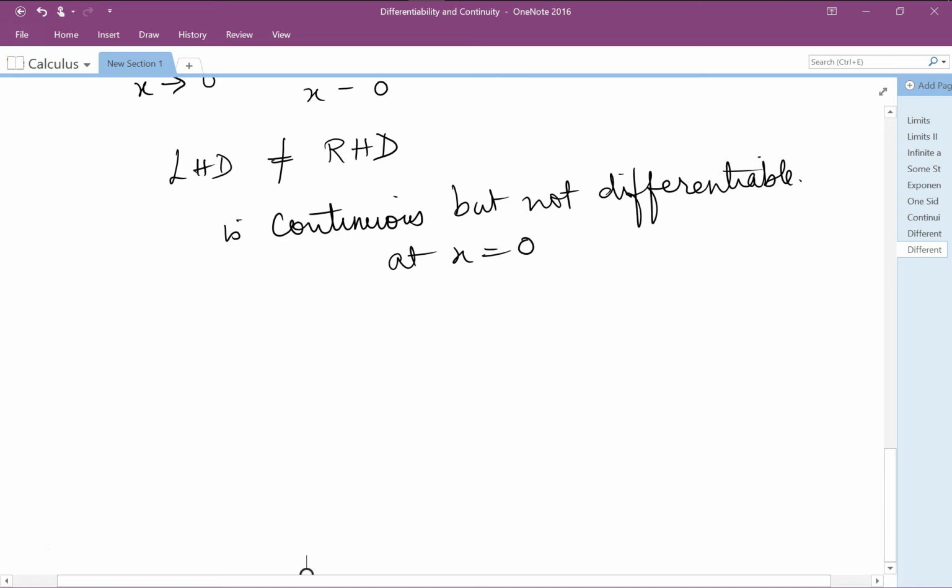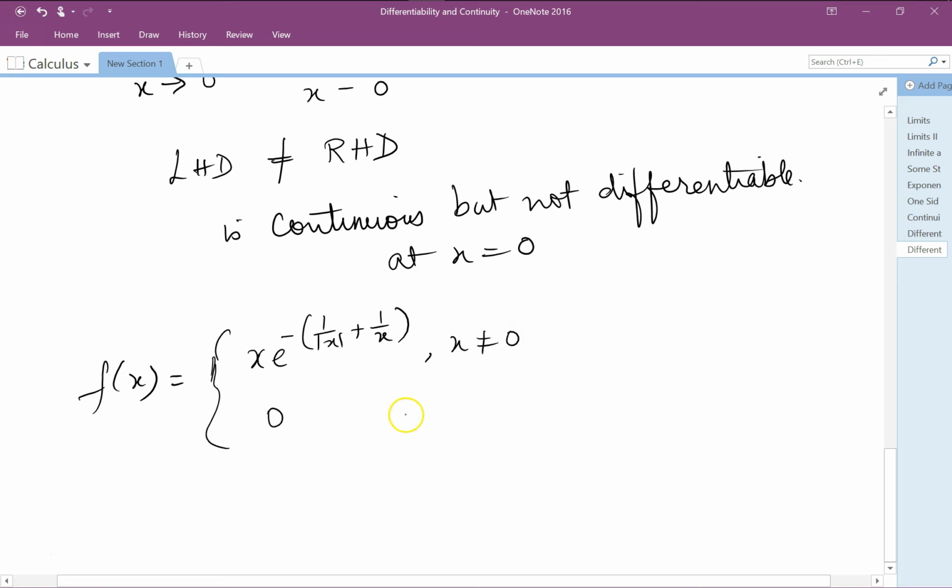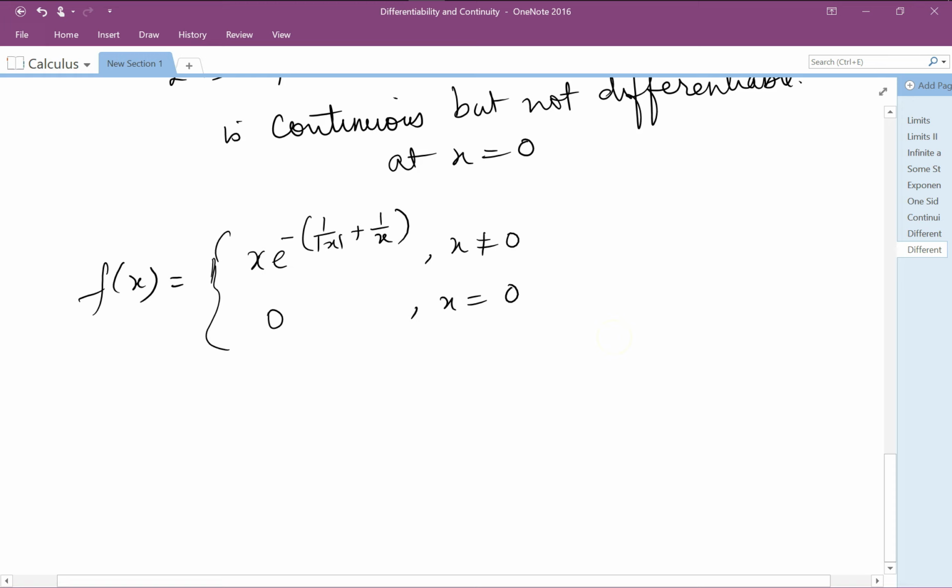Let's look at another example. F of x is equal to, let's look at a more complicated example, x e to the power of minus 1 by absolute value of x plus 1 by x. This is when x is not equal to 0, and it is 0 when x is equal to 0. Now here the complicated thing is the exponent. So let's first simplify that. 1 by absolute value of x plus 1 by x.